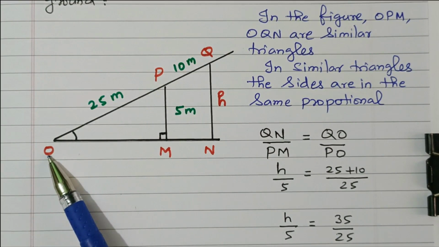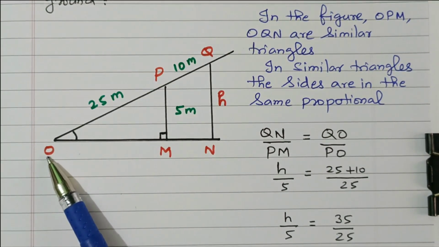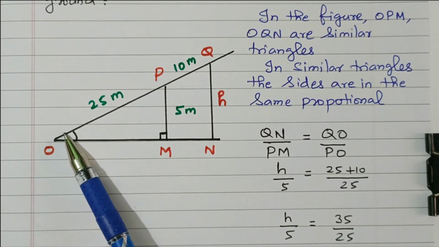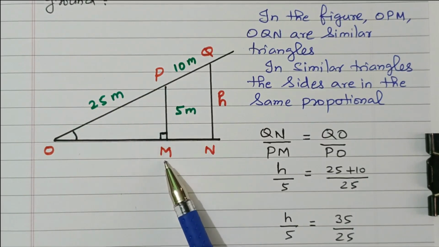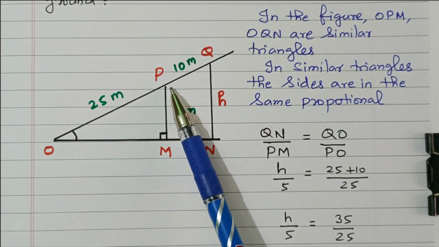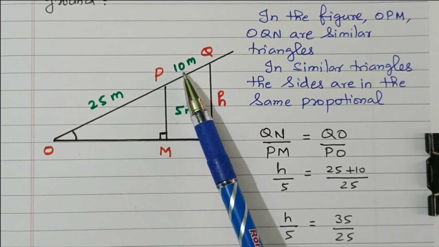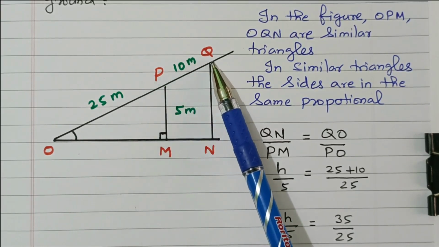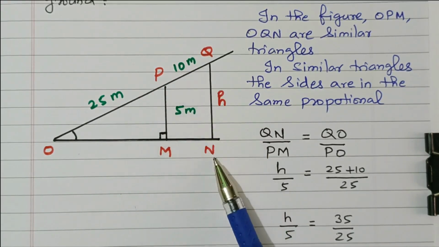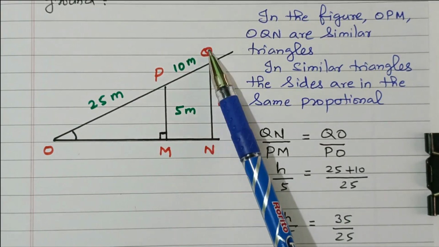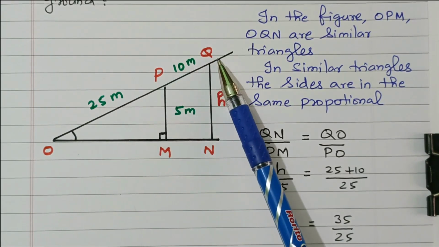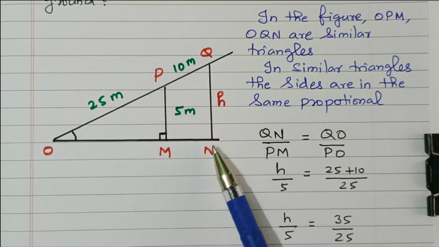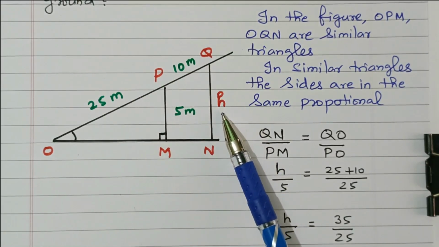The boy is standing here at point O. The kite is flying at point P with the distance 25 meter. The height is given as 5 meter. That point is M. After that, he extended the thread by another 10 meter from the point P, so that it reaches another point Q. From Q, we need to find this height. The point is N. This QN value we need to find. That is the question. Find the height after extending the thread by 10 meter. So that height QN needs to be calculated. That is treated as H.